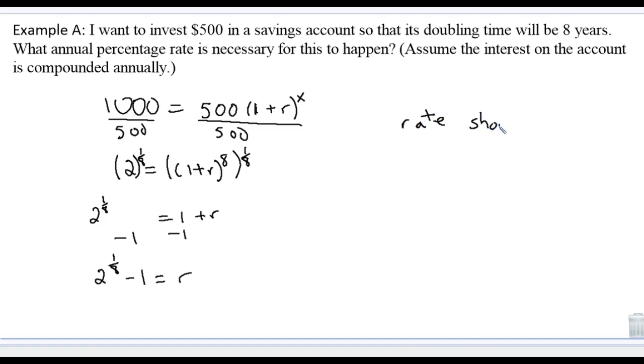should be more than 9.05%. If it's anything more than 9.05, then I will have more than double the amount that I want. If it's anything less than this, I will not have enough. So about 9.05% is what I should be looking for as far as the percent. Okay, so there is example A.